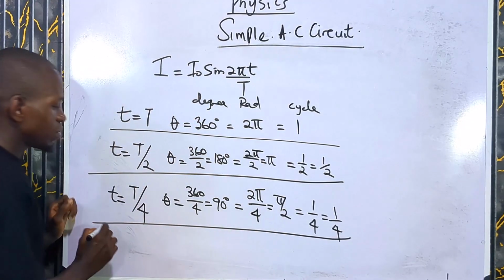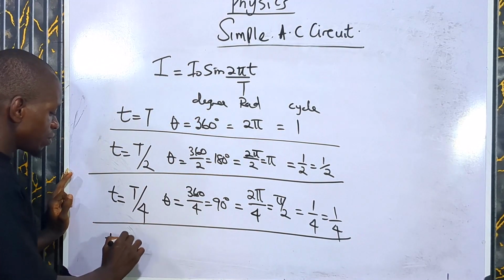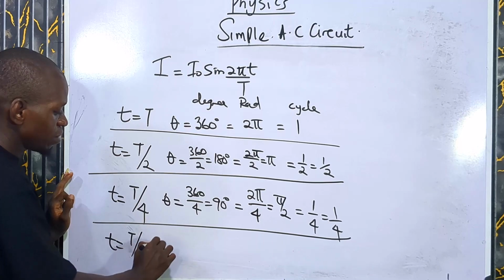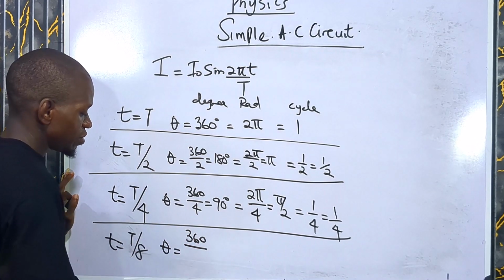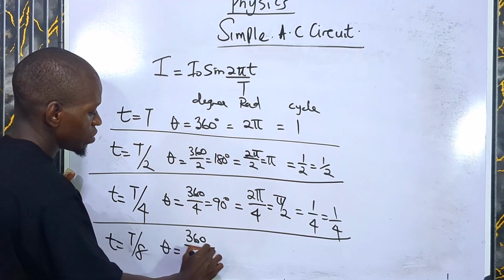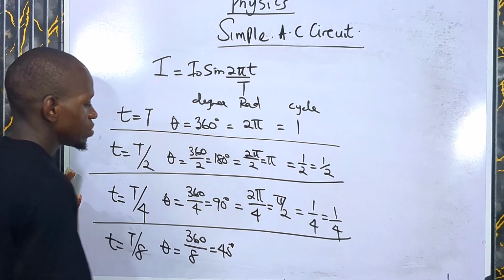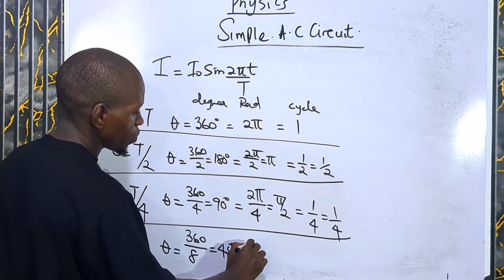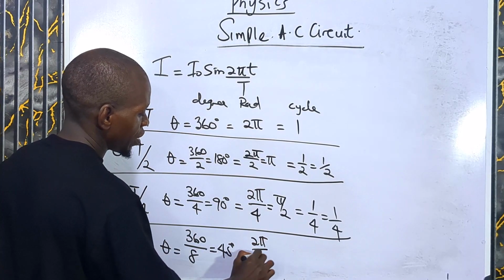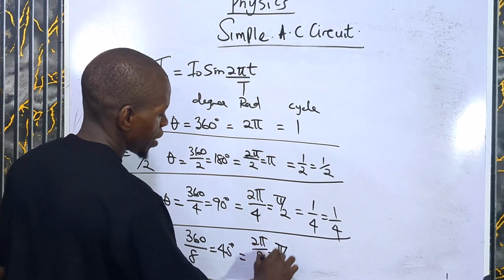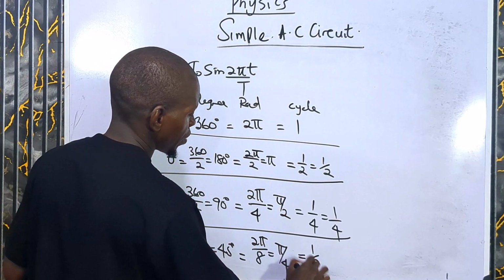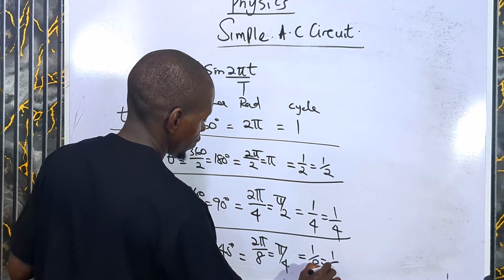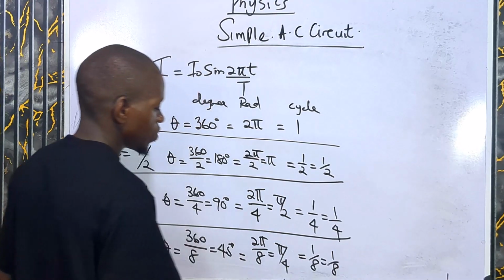Okay, that's it. Then what if the time is equal to T over 8? My phase angle will be 360 divided by 8, which is equal to 45 degrees. Then it's still equal to 2 pi divided by 8, which is equal to pi over 4. Then this is the same thing as 1 divided by 8, which is equal to 1 over 8. See, it's 1 over 8.